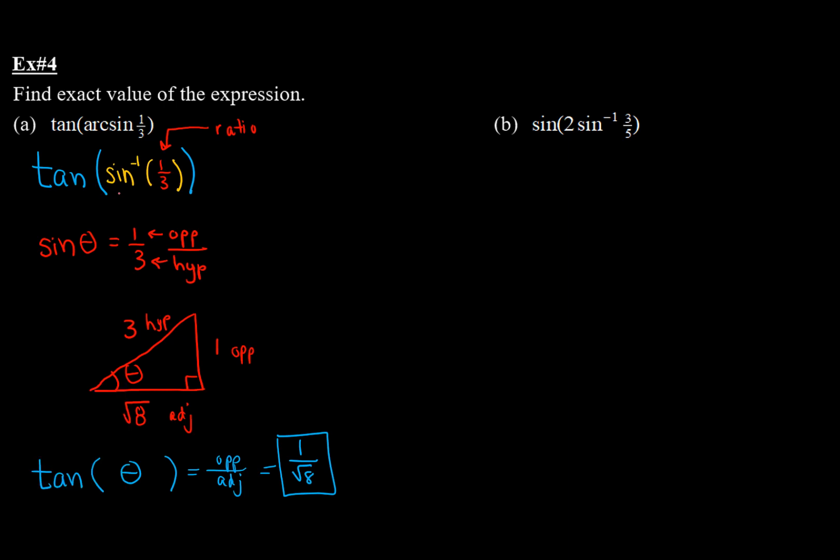Let me clarify because I feel like I didn't very well. Remember, the 1/3 is the ratio of sides. When I do the inverse sine of the ratio of sides, what comes out is the angle. So when I do the reference triangle, I can then do the tangent of that angle. And that gives me 1 over the square root of 8. I can rationalize that denominator if you want to. It's up to you.